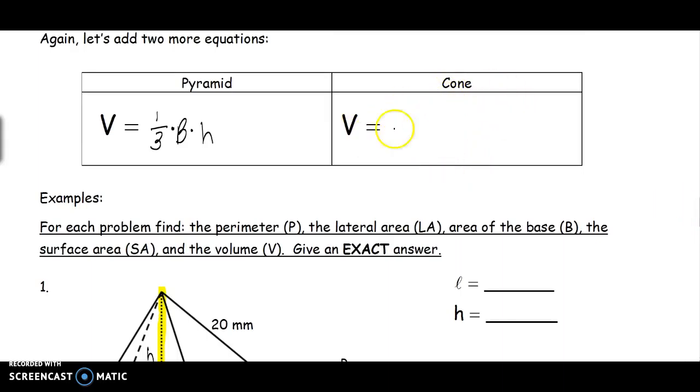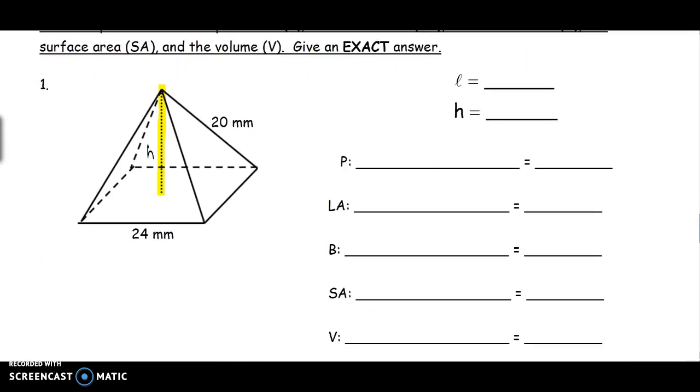For the volume of a cone, you're going to have 1/3 area of the base, which is pi r squared, times that height again. So in number 1, we have a square pyramid. This says exact, but I'm going to get approximate.